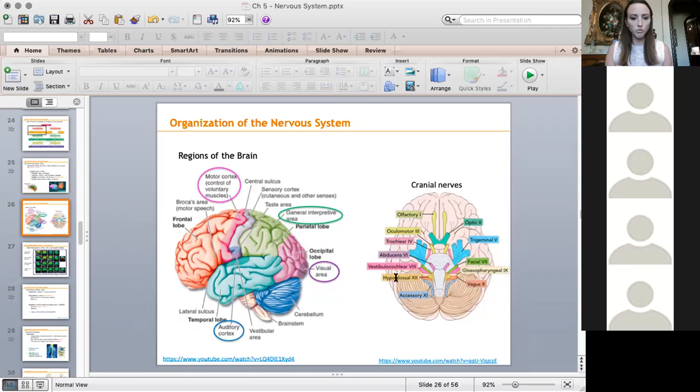This here just shows you where those are located in the brain. You do have to know that the motor cortex is in the frontal lobe.